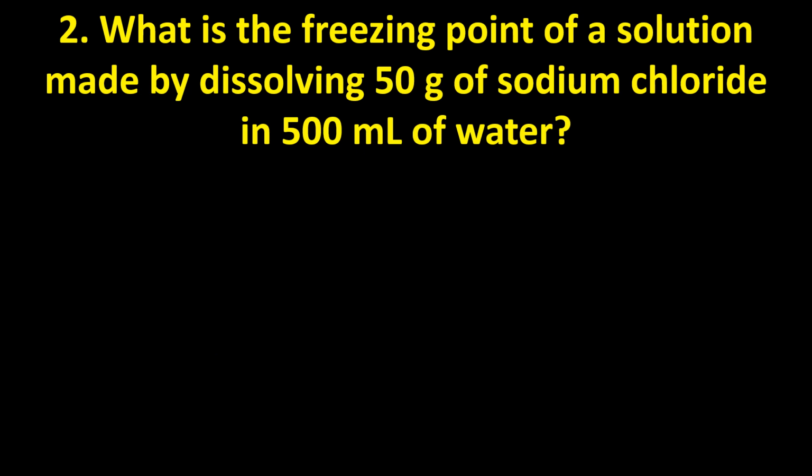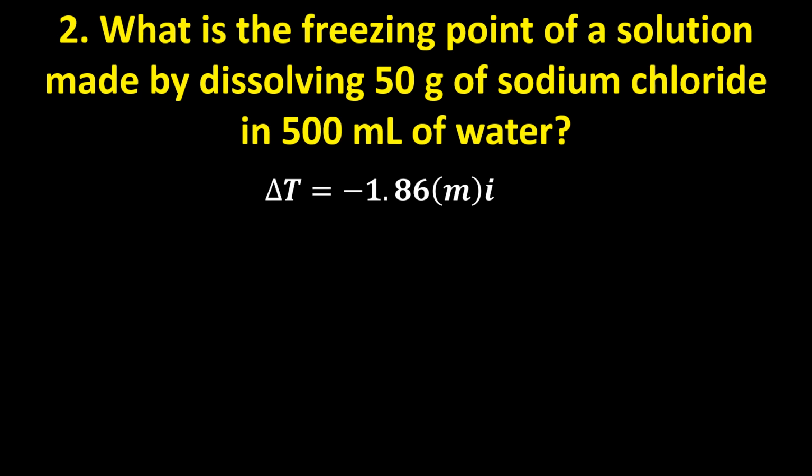Question number 2 says, what is the freezing point of a solution made by dissolving 50 grams of sodium chloride in 500 milliliters of water? So again, we need the freezing point depression formula. And now we have sodium chloride. Sodium chloride is an ionic compound. It's going to dissolve into 2 separate ions, 1 sodium and 1 chloride. So i in this formula is going to be 2.